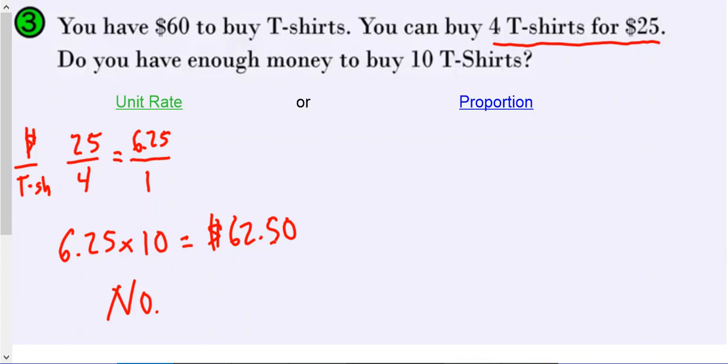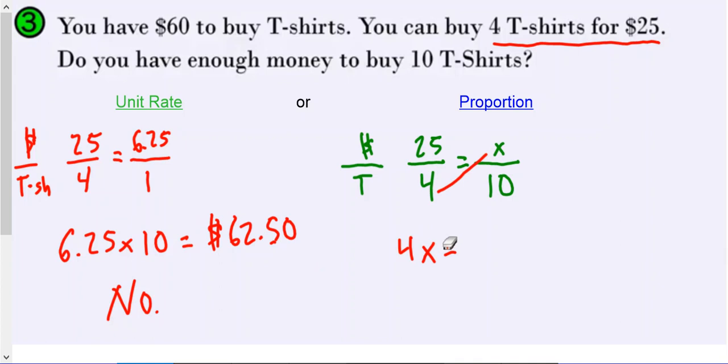Now, if we create a proportion, we will use the same setup, so it'll be dollars over t-shirts. Okay, so we get $25 for 4 t-shirts, and then we want to know how much it costs for 10 t-shirts, and so this will be our unknown. And then from there we can use cross multiplication and solve. So 4 times x will give you 4x equals 25 times 10, which is 250. And then we can divide by 4, divide by 4.